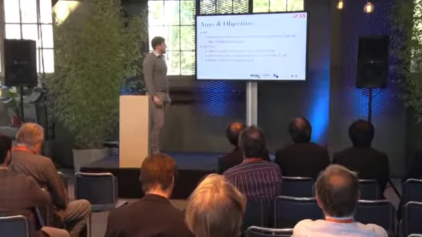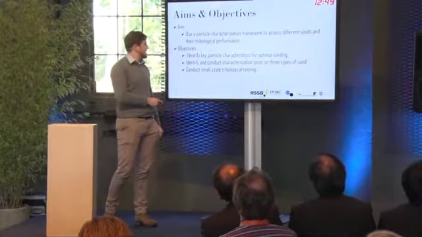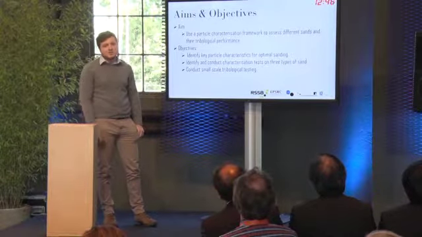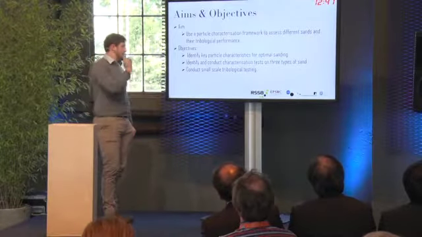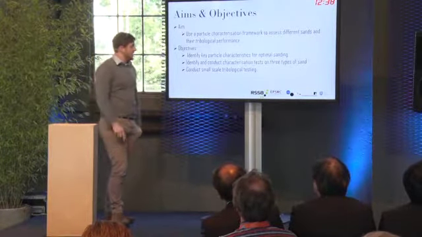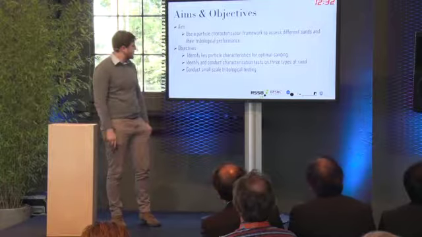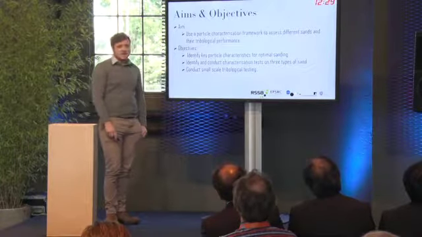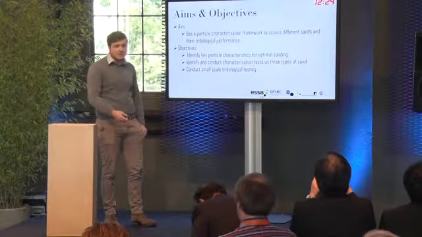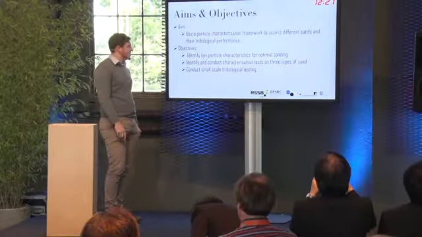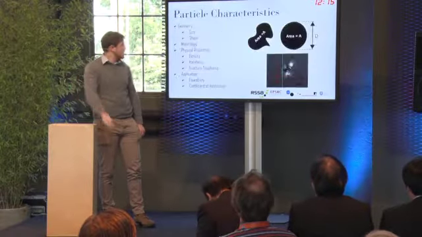Okay. So the ultimate aim of this project was to use a particle characterization framework to assess different sands and also have a brief look at their tribological performance with some sort of preliminary study. So, to quickly say what the objectives were, I had to identify the key particle characteristics from literature. I needed to identify and conduct characterization tests to find what these particular characteristics and properties were for 3 different types of sands. And lastly, I conducted some small-scale tribological testing on these sands.